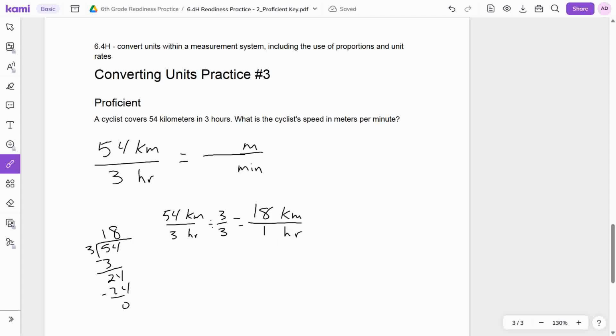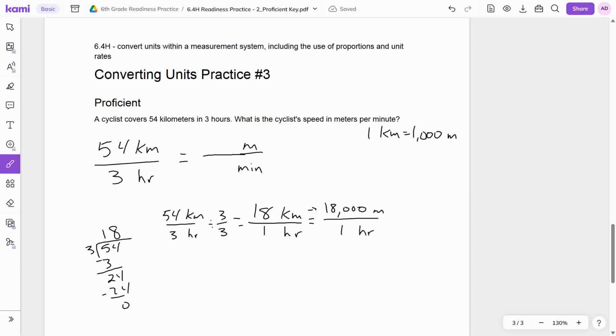All right, so in this case, it's going to be pretty easy to change our kilometers into meters. So 1 kilometer equals 1,000. Kilo means 1,000 meters. So if I want to change this into meters, I'm just going to take my 18, and inside each of those 18 is 1,000. So that's going to be 18,000. We just multiply by 1,000. So 18 kilometers equals 18,000.